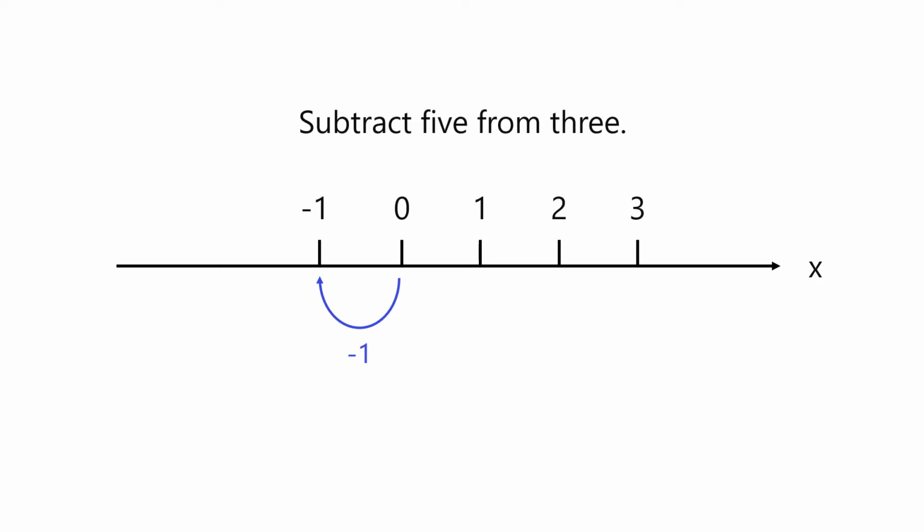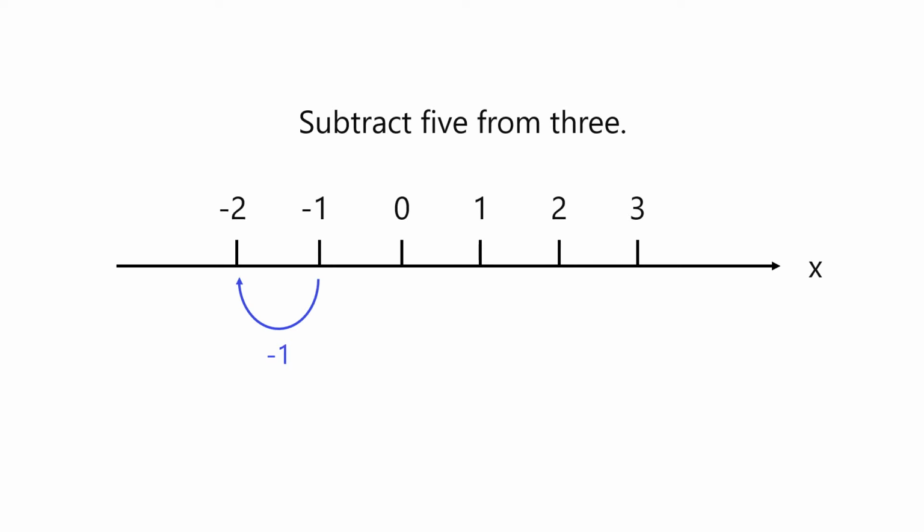Some of you might have noticed the horizontal sign on negative 1. The horizontal sign is the negative sign. All negative numbers have the negative sign. On the other hand, positive numbers do not have any signs. When you subtract 1 from negative 1, you move 1 unit left of negative 1, and you get negative 2.